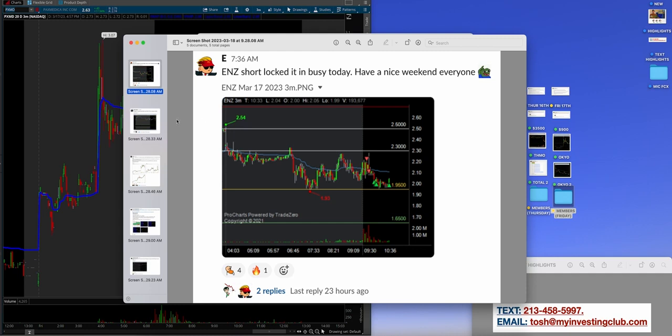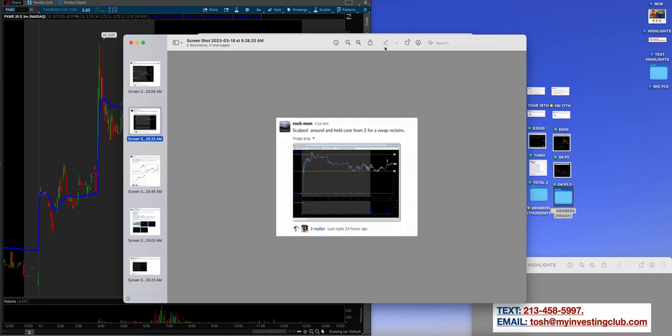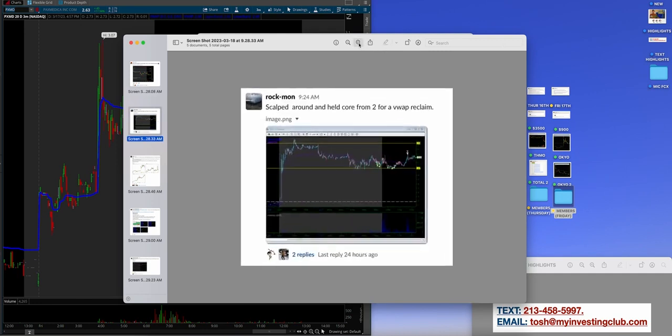Busy day. Have a nice weekend, everybody. Really, really good job. Where it failed before, outer lines. Rockmon scalped and held around it, held core from 2 for a VWAP reclaim. Really nice job, guys.